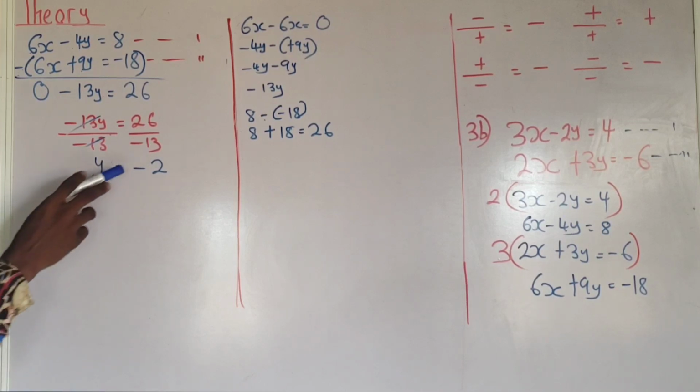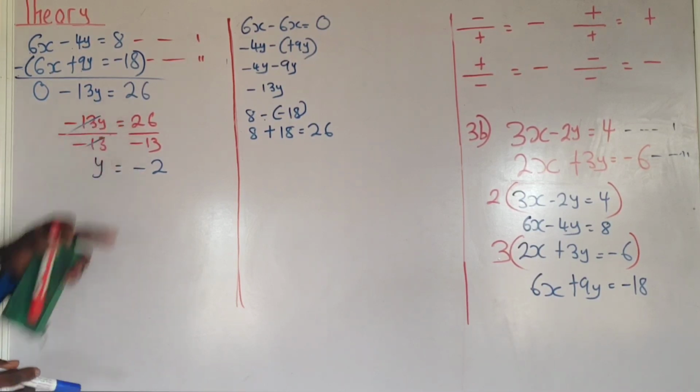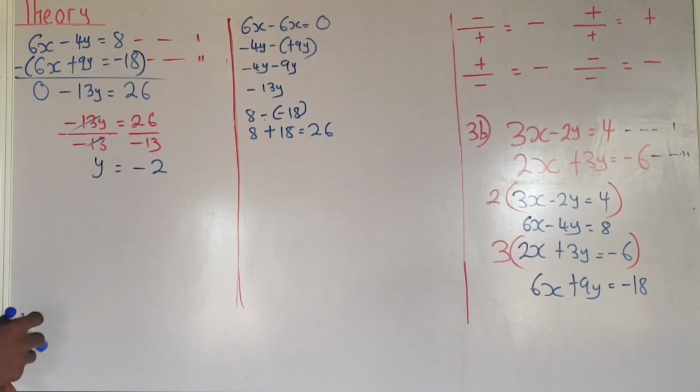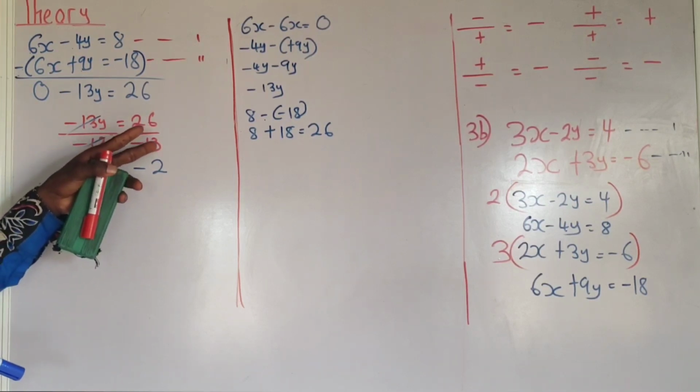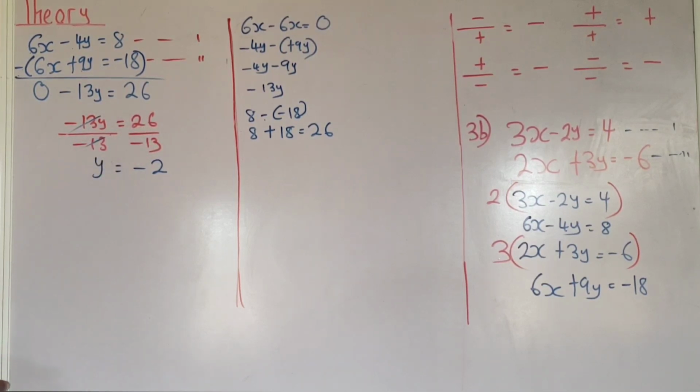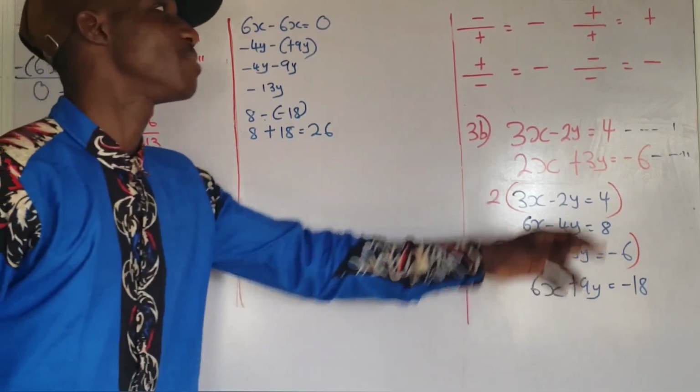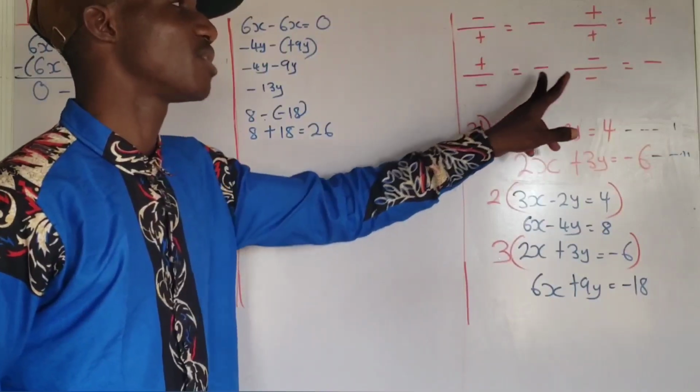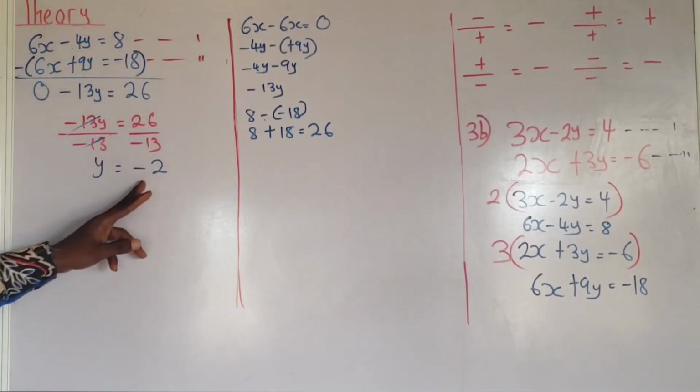Now, that is why we have negative 2. 26 is a positive number, you understand? And 13 has a negative sign. So plus 26 divided by negative 13 will give us negative 2, because the rule says if you divide a positive number by a negative number, you're going to have a negative number. So we have negative 2 here.